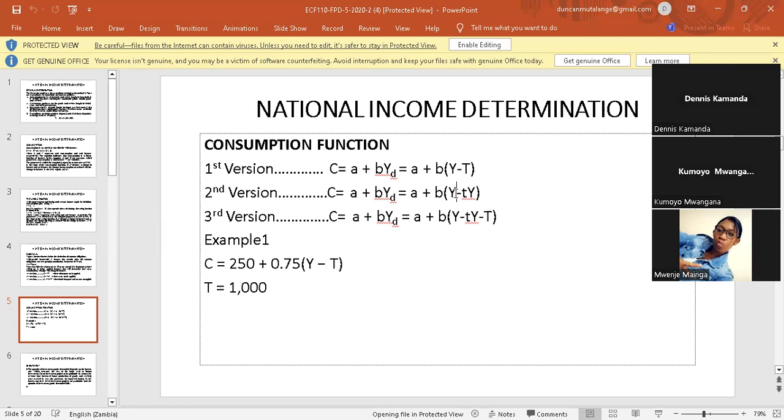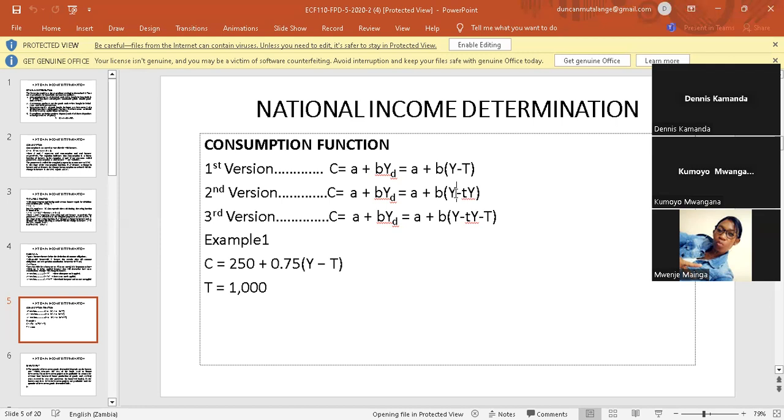So after 0.7, now you open the brackets. Your YD is your disposable income. So how did we say disposable income? Disposable income is income minus your tax. But right here, we've been given the tax rate. So the tax rate is 0.2Y.